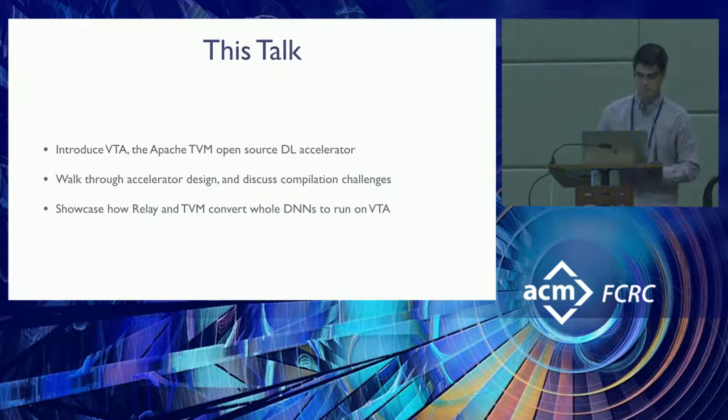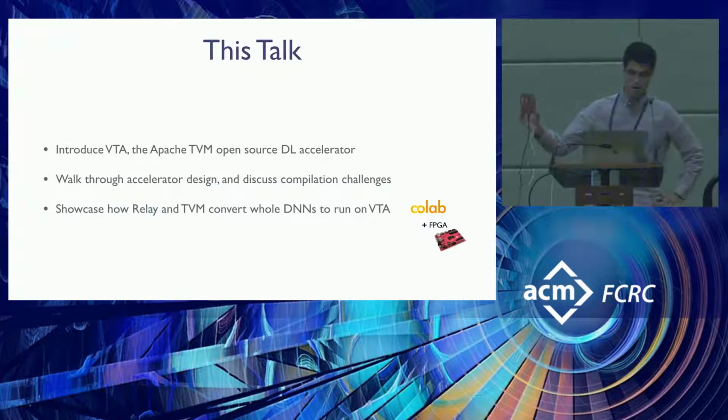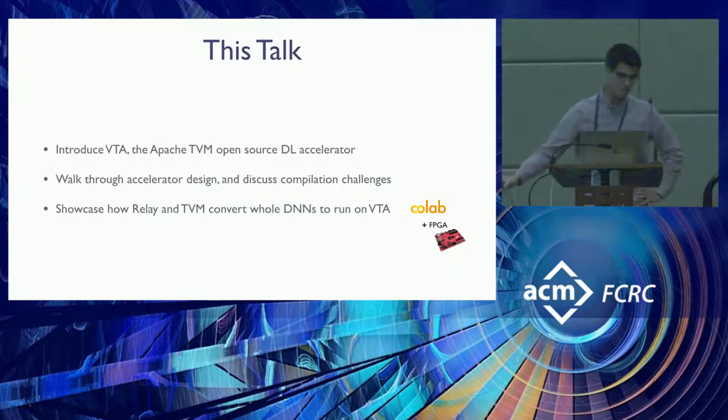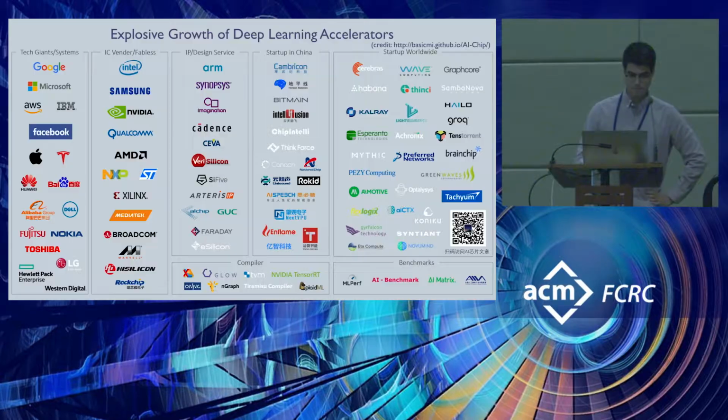And finally, I'm going to showcase how Relay and TVM convert whole deep neural network workloads to run on VTA. And we're going to do this both in Colab on your laptops, where you're going to run essentially these hardware simulations, but also I'm going to do a demo on this FPGA board here. Unfortunately, that's not something you can do on your laptops because you need this device, but you'll see that we can essentially run a lot of things on either platforms.